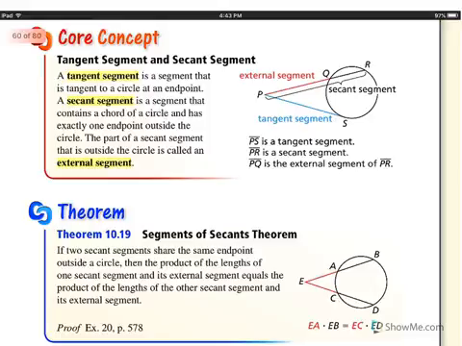Okay, so the secant-secant theorem, that means you have two secants. You're going to take your external piece, so your outside, and you're going to multiply it by your whole line. Okay, so that's where EA times EB comes from. And you're going to set that equal to your other external piece, so EC, and you're going to multiply that by the whole line, ED. Okay, so let's try an example.